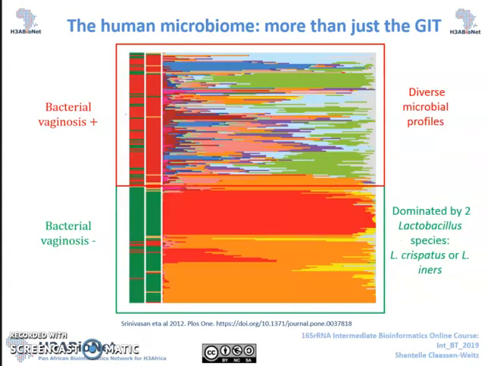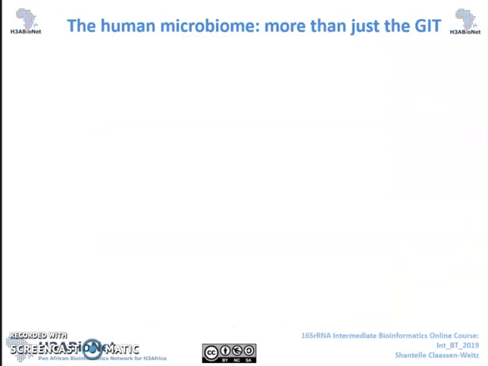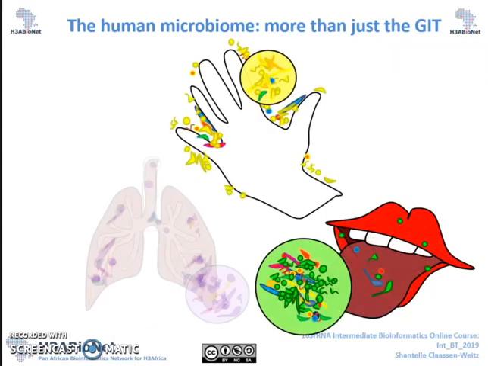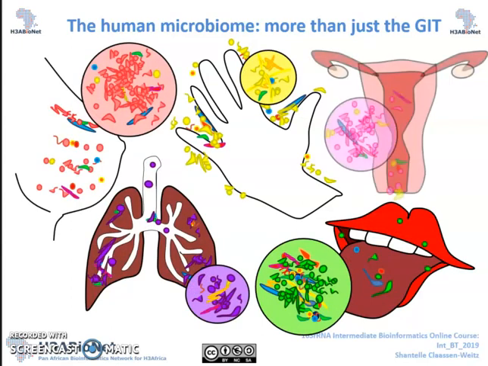Srinivasan and colleagues showed that women with bacterial vaginosis had more diverse bacterial communities, as you can see by this beautiful figure, whilst in the absence of bacterial vaginosis, the vaginal microbiota was dominated by only 2 lactobacillus species. So for this part of Module 2, we have looked at different body sites and how their bacterial communities differ between and even within sites.